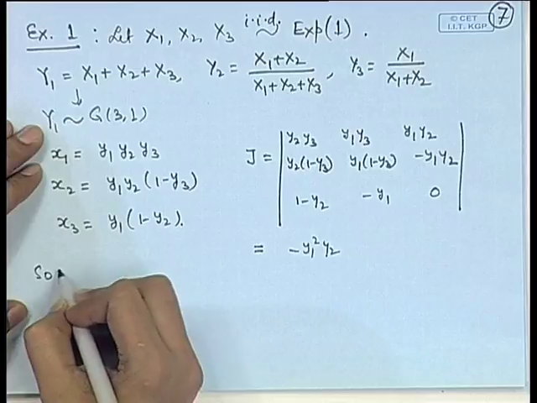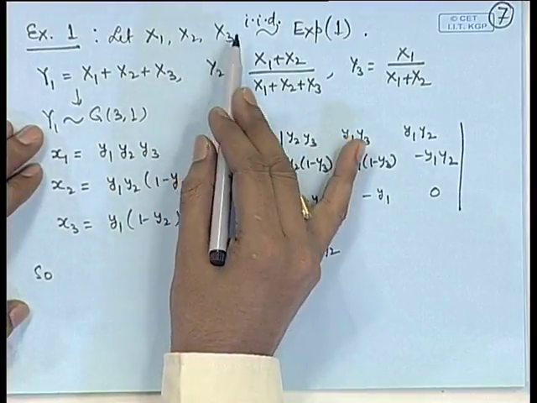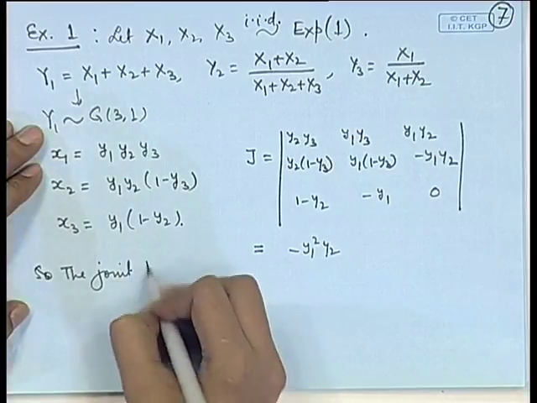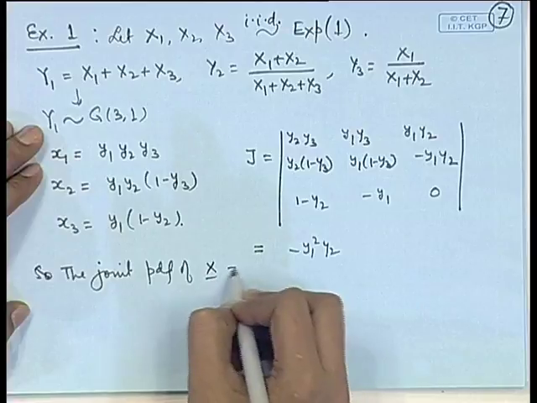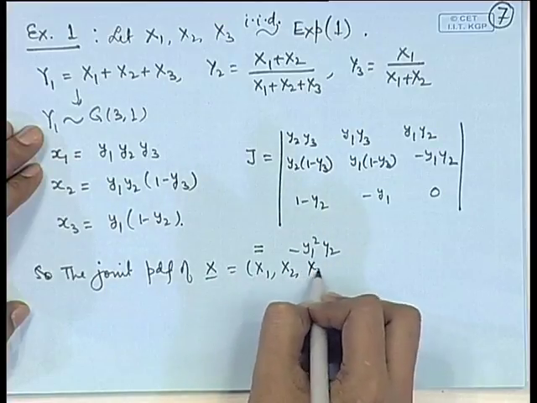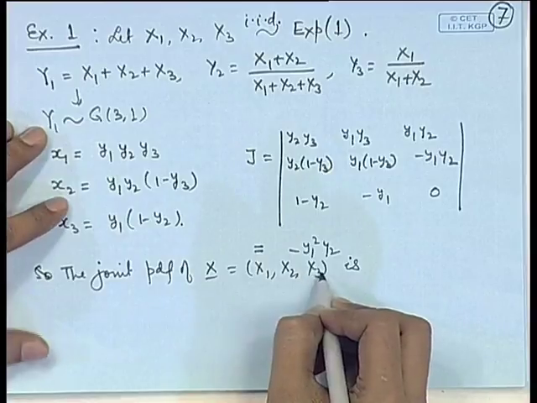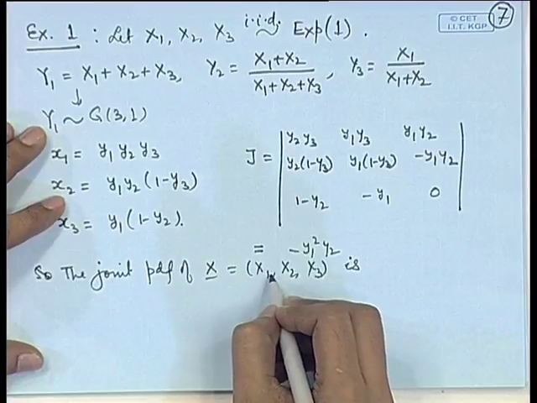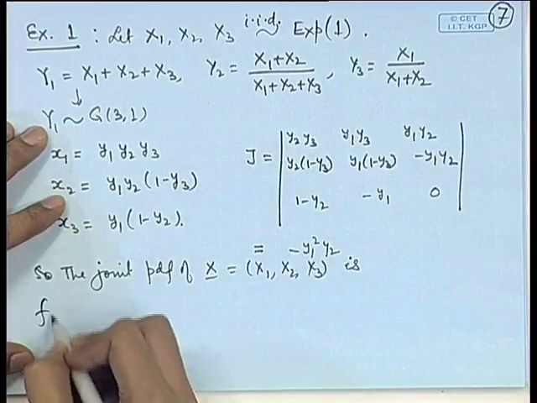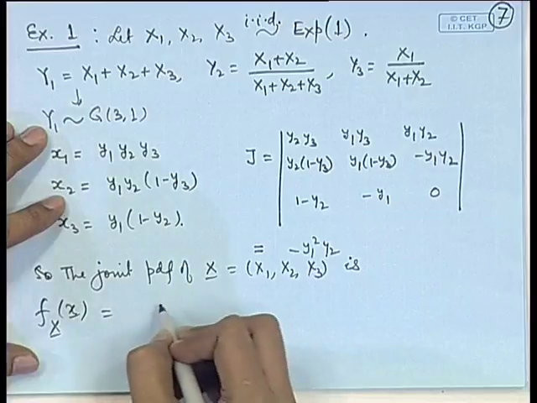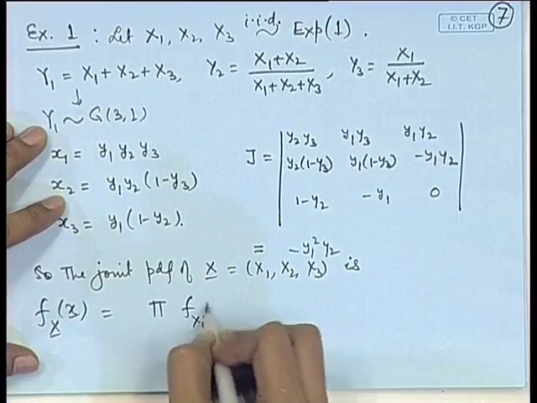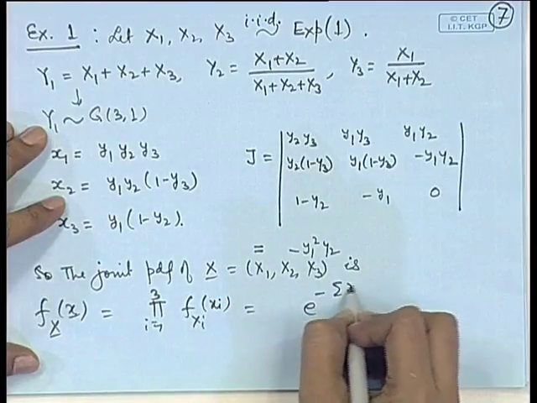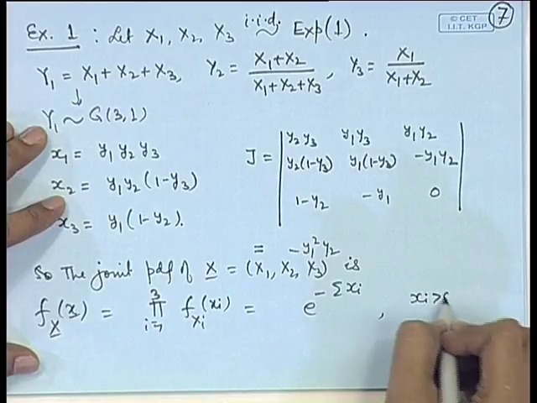Firstly, we write down the joint density function of X1, X2, X3. Since X1, X2, X3 are independently distributed, the joint density is nothing but the product of the individual density functions of X1, X2, X3. It is the product of f(xi), that is equal to e to the power minus the sum of xi, where each xi is positive.